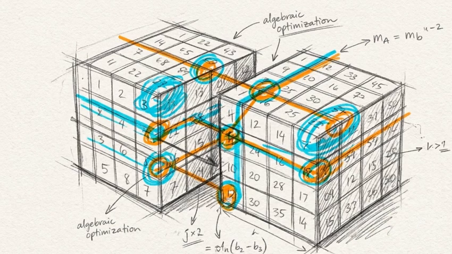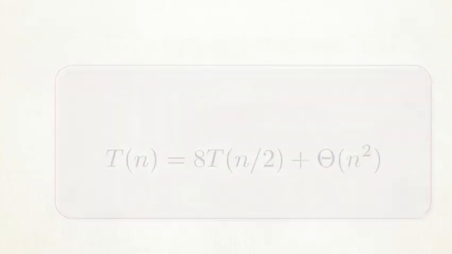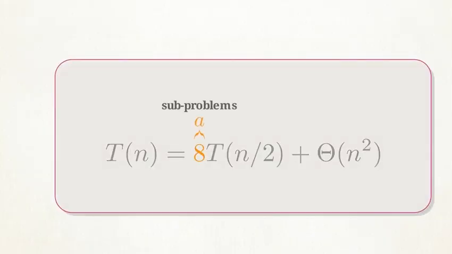Strassen's algorithm bypasses that bottleneck. Using algebraic additions and subtractions, he reduced the number of recursive multiplications from 8 down to 7. This adjustment changes the core variables of the recurrence relation. The A value is now 7.